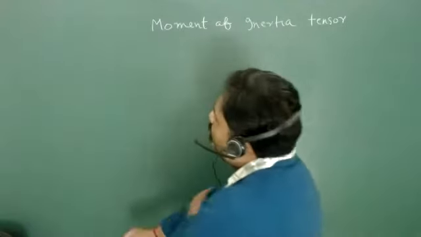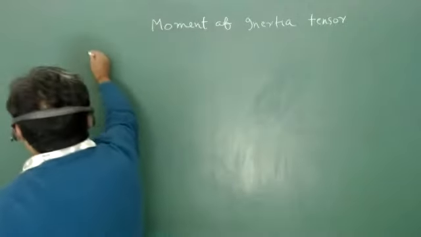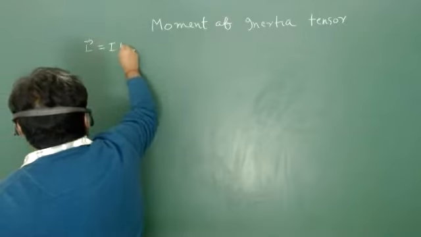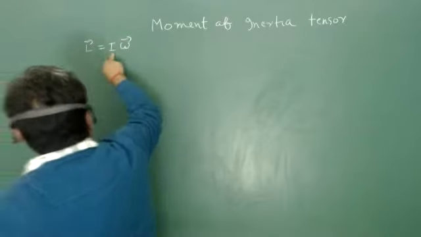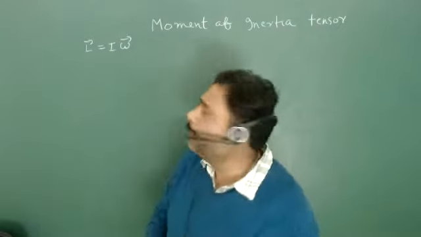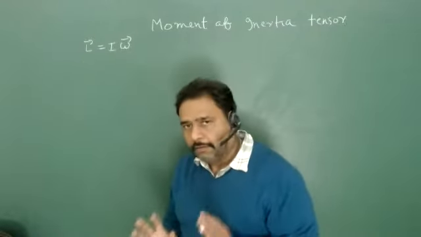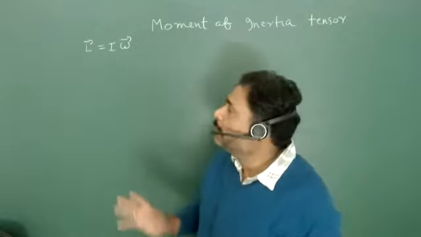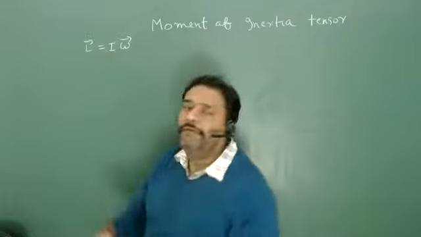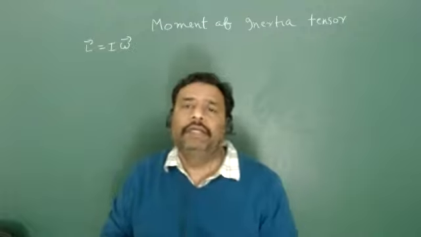In the last class, we learned the moment of inertia tensor. This is L, and L can be written as I into omega. Please mind that this I is not just a number, it is an arrangement. So you cannot claim that L will have exactly the same direction as omega. This is not possible, but sometimes it can be possible when I is diagonalized. So let's go for one problem where I can be diagonalized.